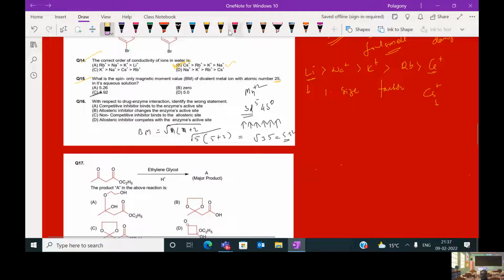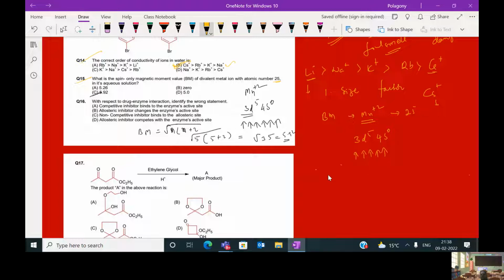So again, I'm repeating this question here. What is the question given? What is the spin-only magnetic moment value of a divalent metal? Divalent means the Mn2+ ion here. Its atomic number is 25. So Mn2+ means 3d5 4s0. For this configuration, how many unpaired electrons are present? 5 unpaired electrons are present.